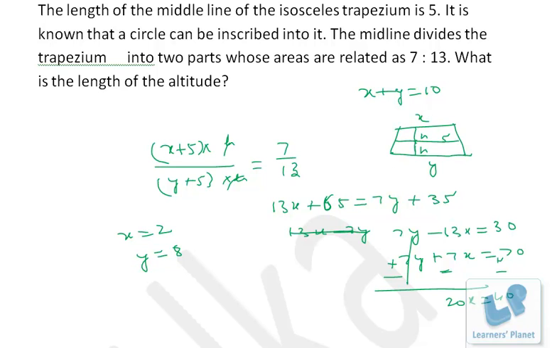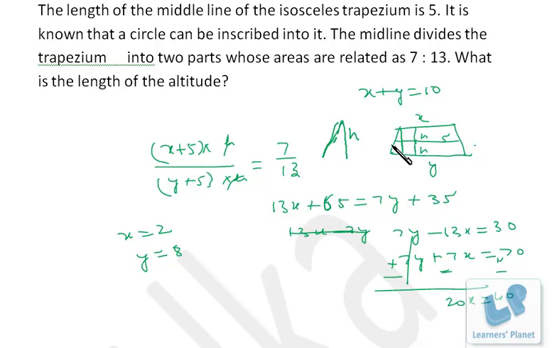Now, since it is an isosceles trapezium and a circle can be inscribed into it, the sum of the parallel sides should be equal to the sum of the non-parallel sides. That means this length plus this length must be 10, right? And since it is isosceles, this length and this length should be equal. That means it is 5, right? So what is exactly happening? Just see here. We have to find out this h, right?